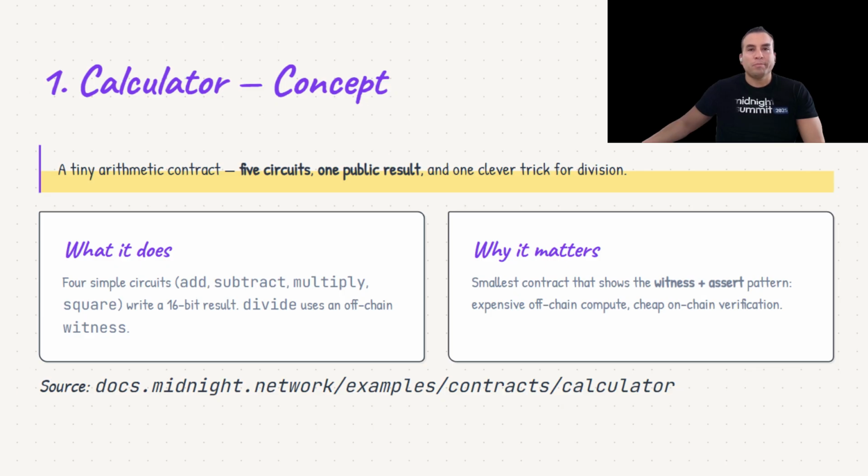Here's the puzzle. Inside a zero-knowledge circuit, division is really expensive to prove. So instead of doing the division inside the contract, calculator does something clever. It asks your local machine to do the math, and the contract just double checks that the answer is right. We will see exactly how this works in a minute. For now, just remember, you're about to see the single most important pattern in Midnight.